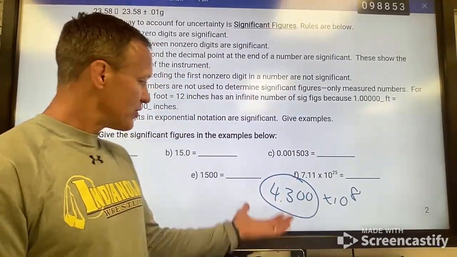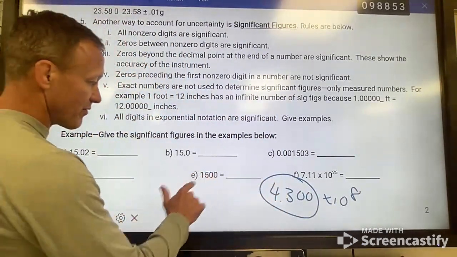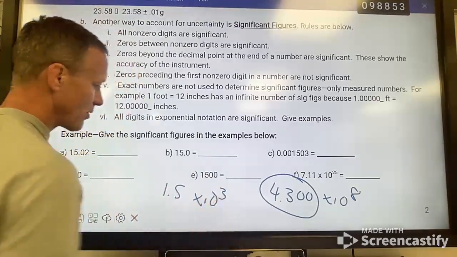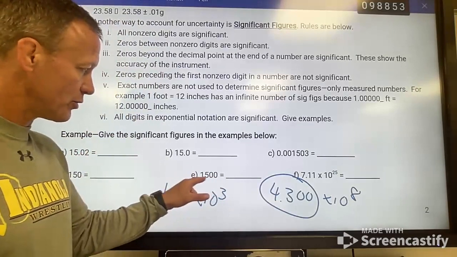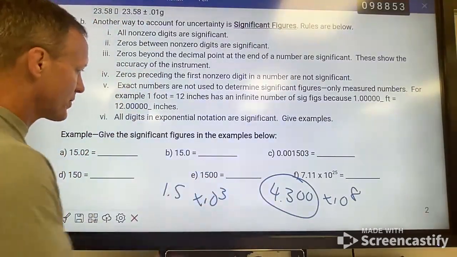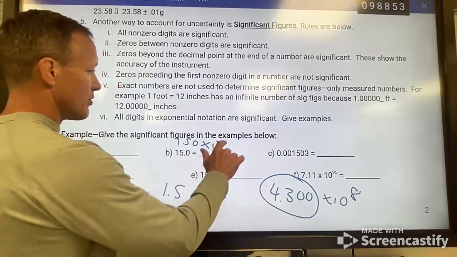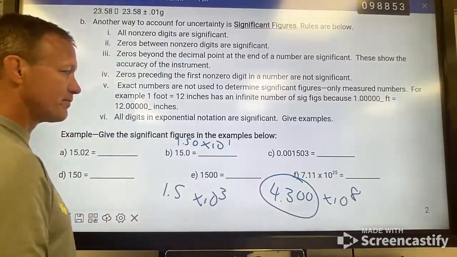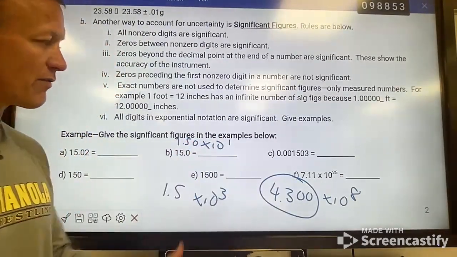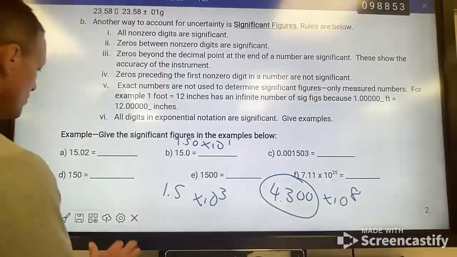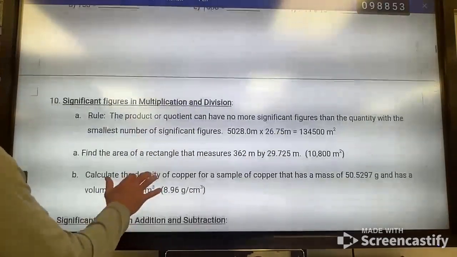Okay. So an easy way to do this is to put numbers in scientific notation. If we put this in scientific notation, it'd be 1.5 times 10 to the 3rd power. Well, there's 2 sig figs there, 2 sig figs in that. Okay. This one you'd go 1.50 times 10 to the 1st power, 3 sig figs. So whatever's there in scientific notation counts.